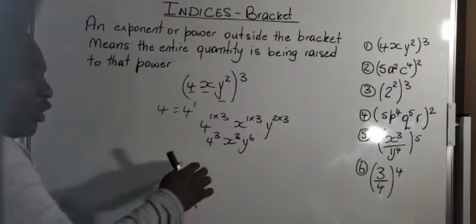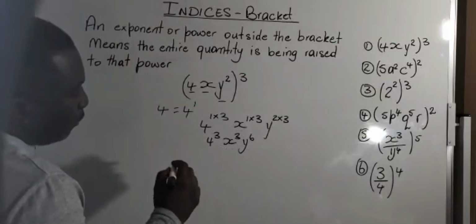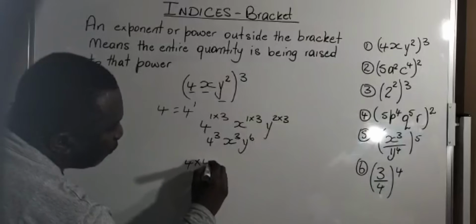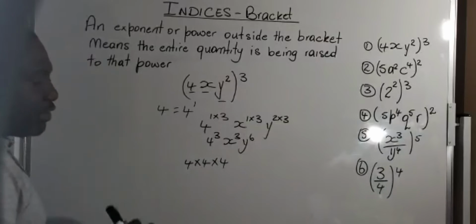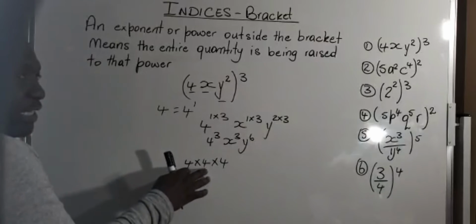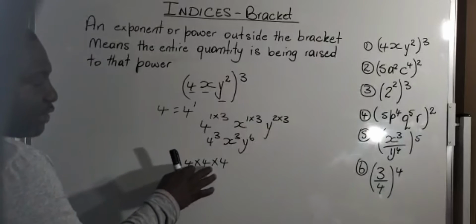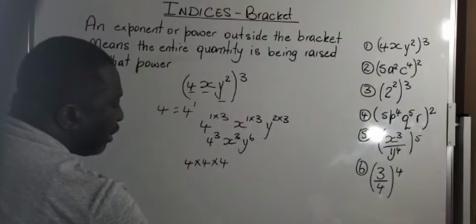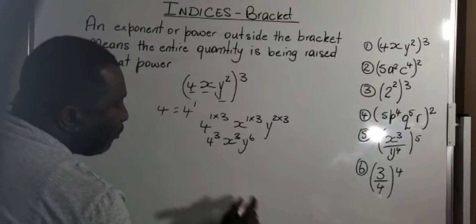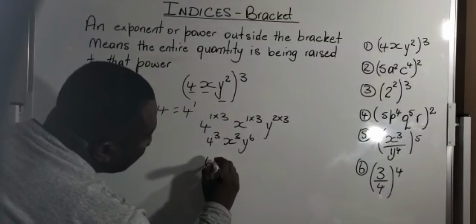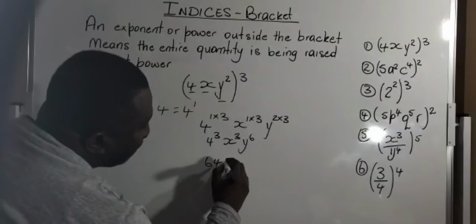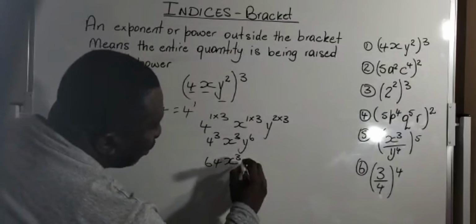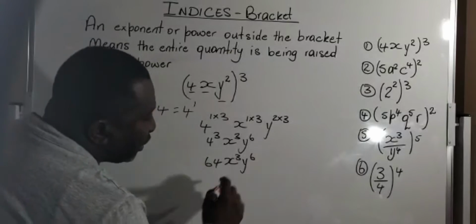Now, simply if you want to continue, 4 to the third power is simply 4 by 4 by 4, which is 4 4s 16. 16 by 4 should result in 64. So in simple form, this would be 64 x to the third and y to the 6th.